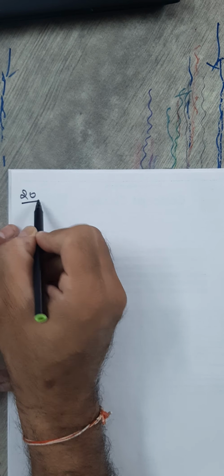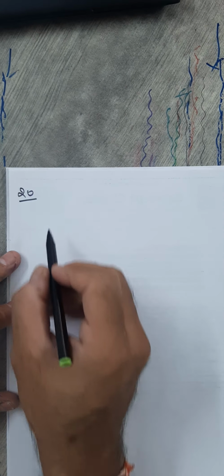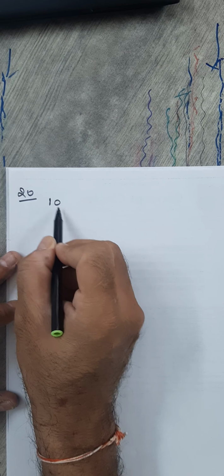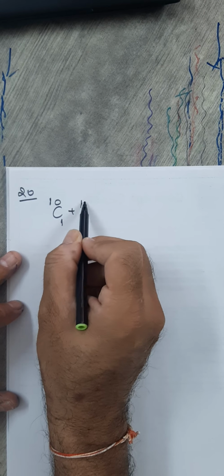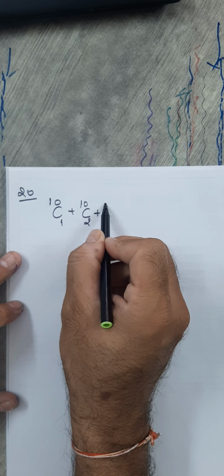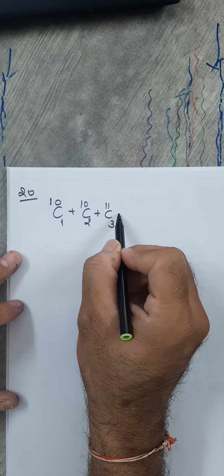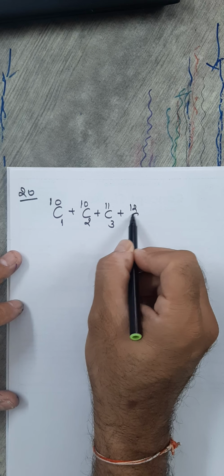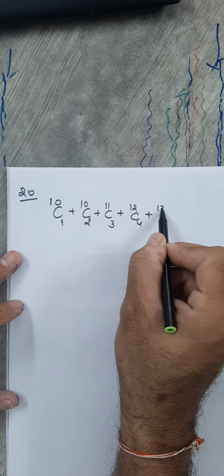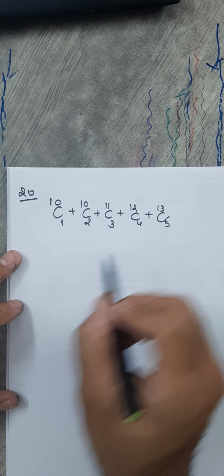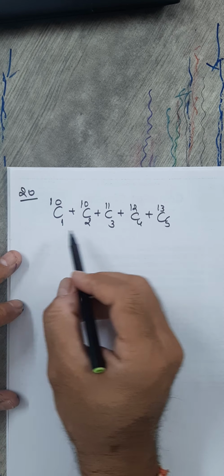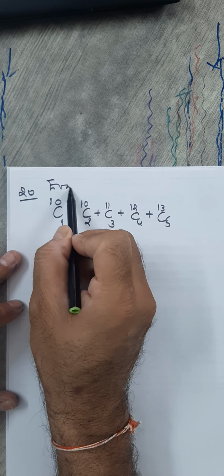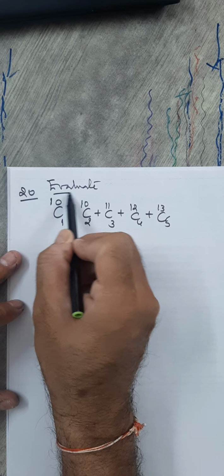20th number. 20th question. You are given that get the value of 10C1 plus 10C2 plus 11C3 plus 12C4 plus 13C5. Get the value of this expression. Right. This is a question. Evaluate this. Right? Okay. How will you evaluate this?